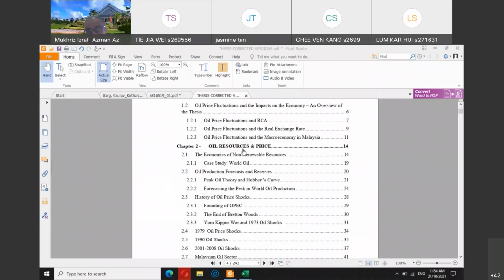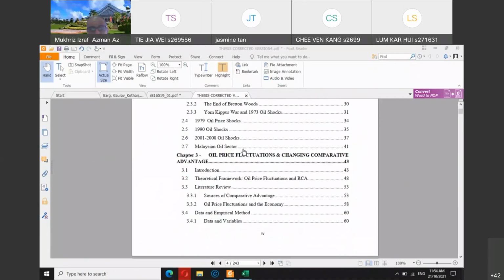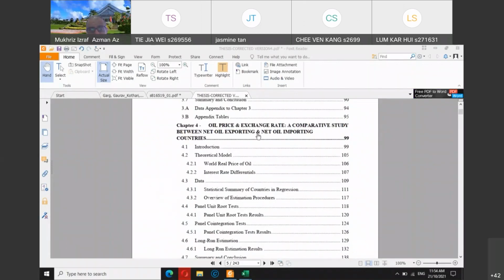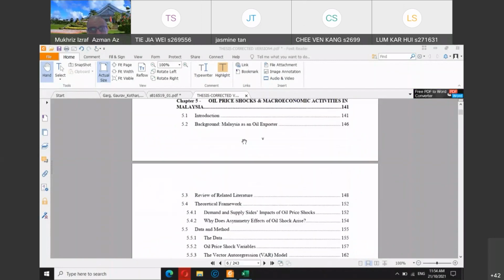A project basis, whereby I got 3 separate papers or 3 separate projects. Each project is a standalone project. Standalone means, for example, chapter 3 here is one title, is one project. Chapter 4 is another project. Chapter 5 is another project.